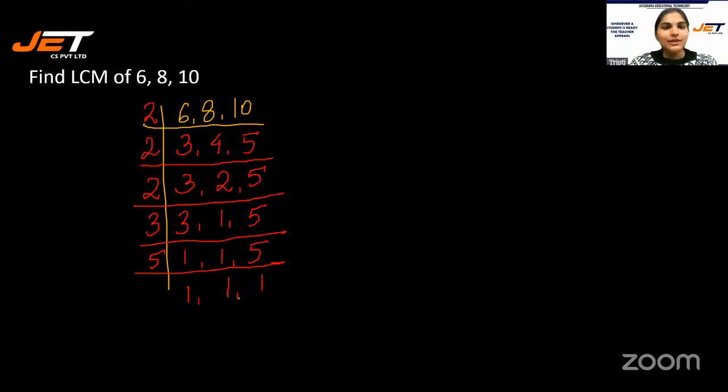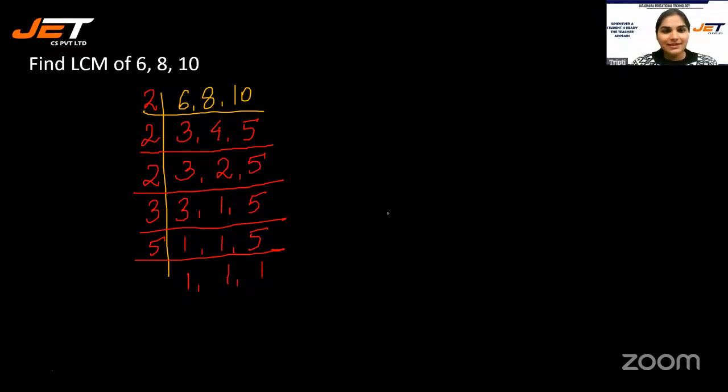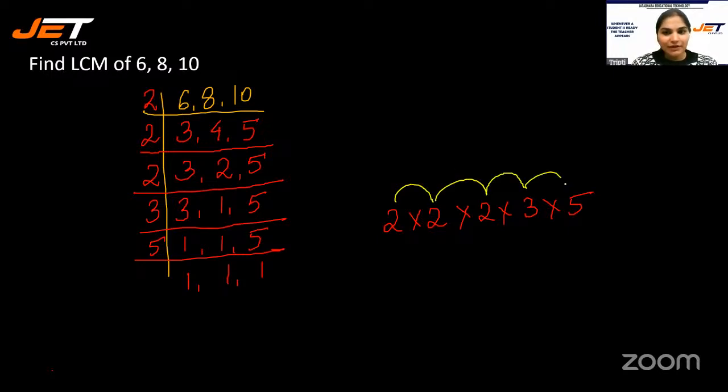Okay, so let's see what is the LCM. 2 times 2 times 2 times 3 times 5. So I'll make pairs here. What I'll do to make the calculation easy, I'll make it in pairs.